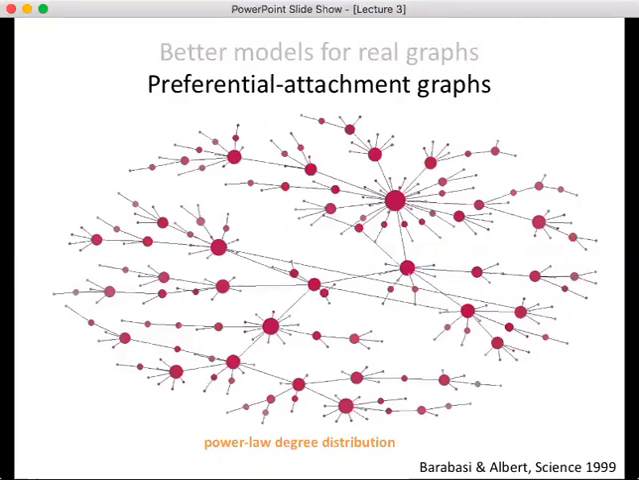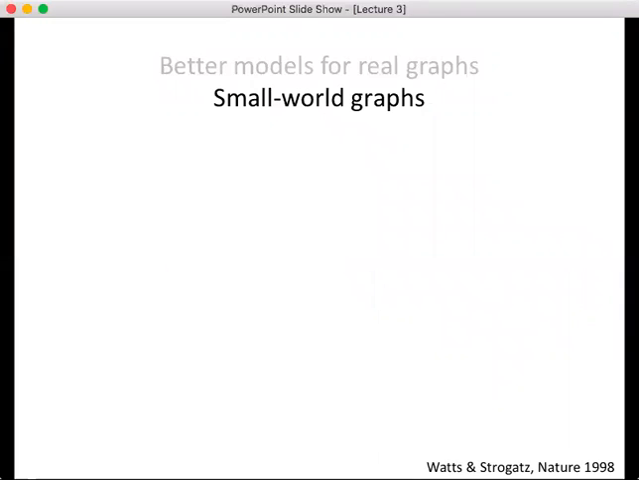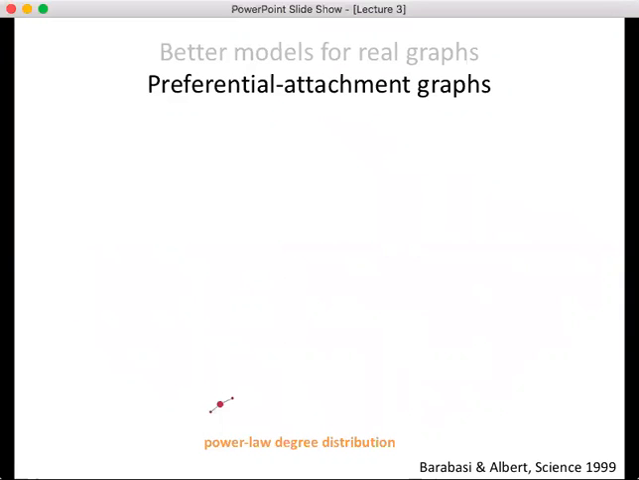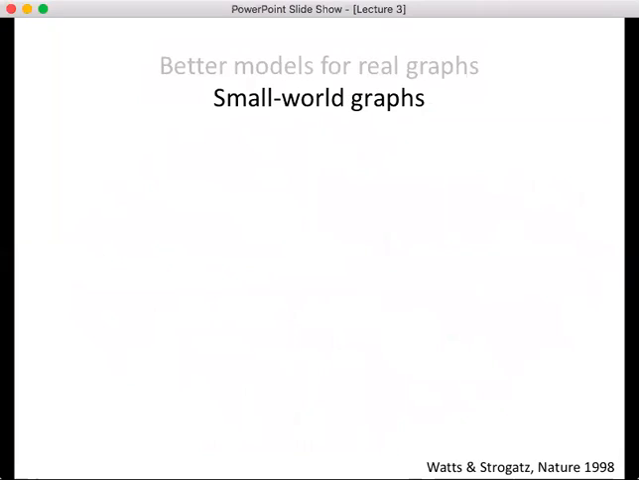Because people could for the first time understand the mechanism that leads to the emergence of power laws observed in real graphs. And of course, this means that random graphs are not good for that. So this explains the degree distribution we observe in real graphs, but this doesn't explain the clustering and path length of real graphs.